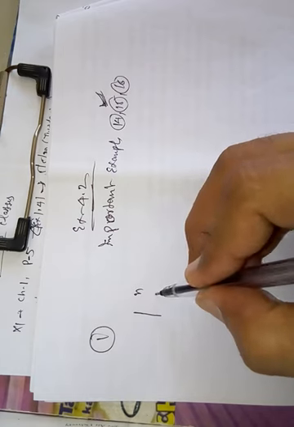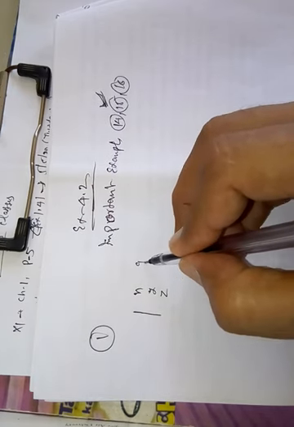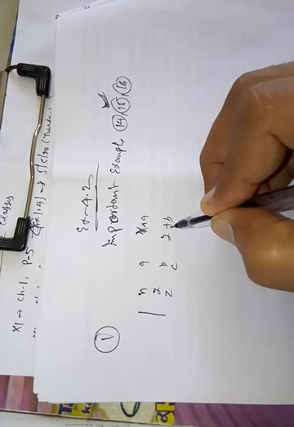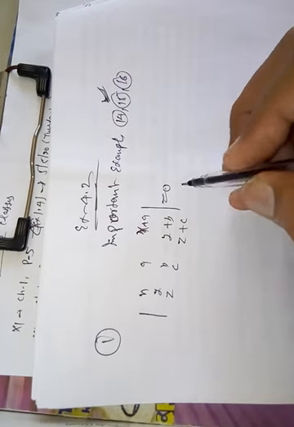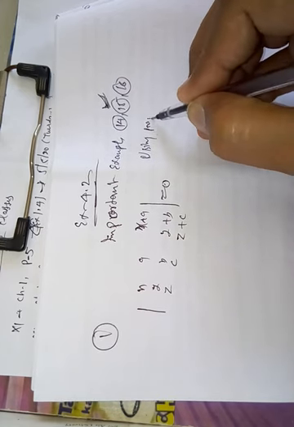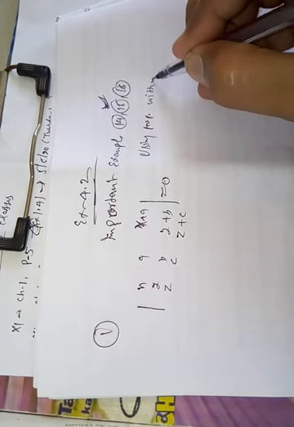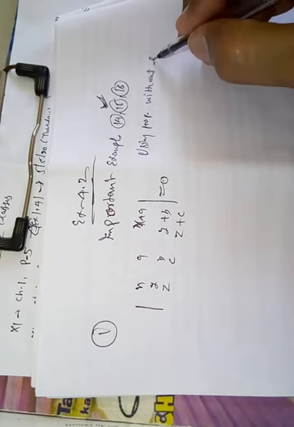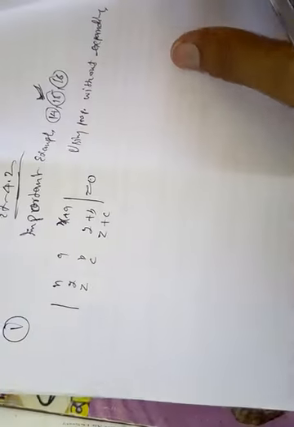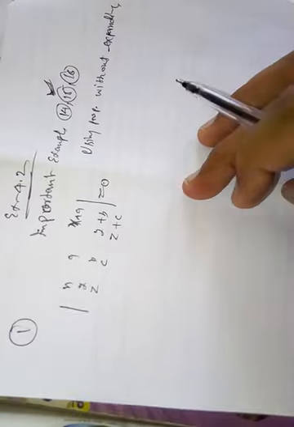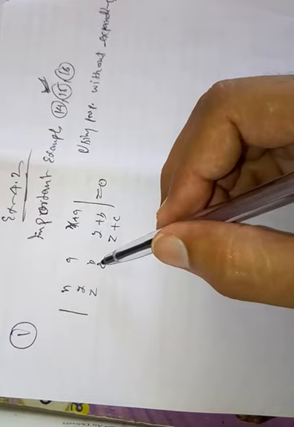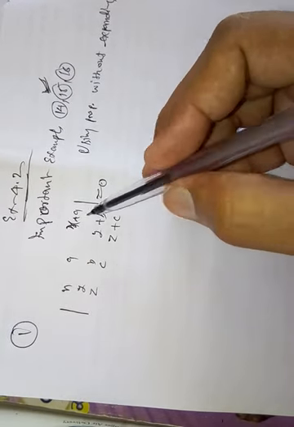Determinant with rows x, y, z; a, b, c; x plus a, y plus b and z plus c, this equals 0. Using properties, without expanding. Expanding means directly finding the value of the determinant. So use the property.